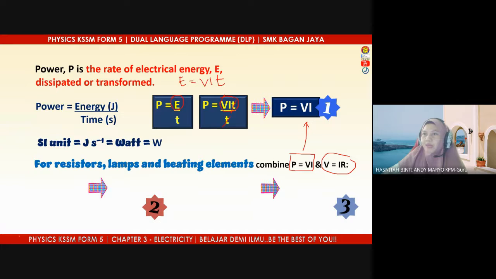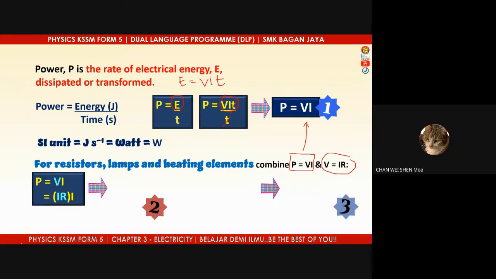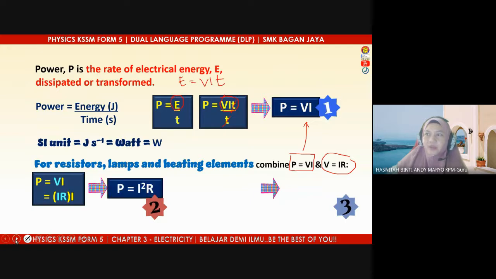So when we combine these two equations, what will come out, student? From our first equation, P equal VI. Okay, this V can be written in terms of IR from Ohm's law. So what will be the product here, student? What will be the product here? Yeah, very good. So P equal I squared R. Okay, so this is the second formula you can apply in calculating power.